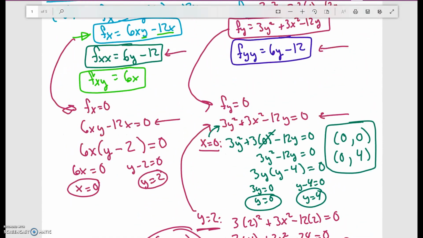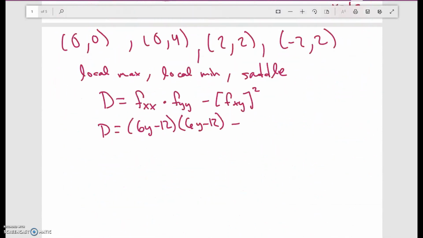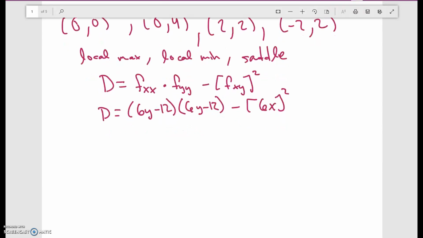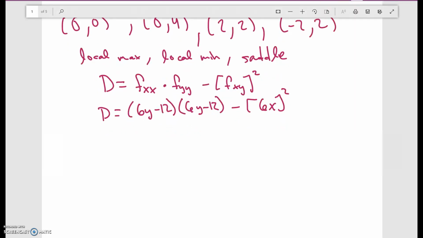And then minus f sub xy squared. F sub xy was just this 6x. So this is going to be minus 6x whole quantity squared. So what you can do, you can go ahead and FOIL this out if you want to, or you can just leave it as is and then plug in the point. So now what we've got to do is the most tedious thing, plug in every single point. Okay, so now let's first start off with 0, 0.